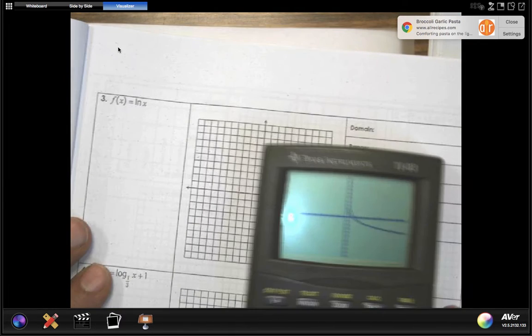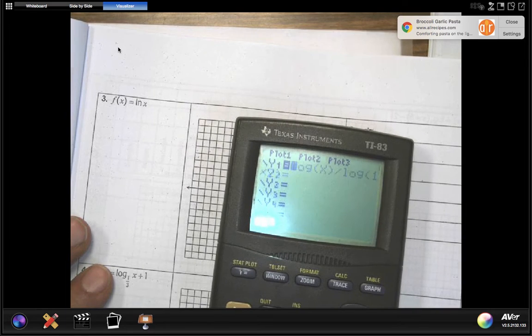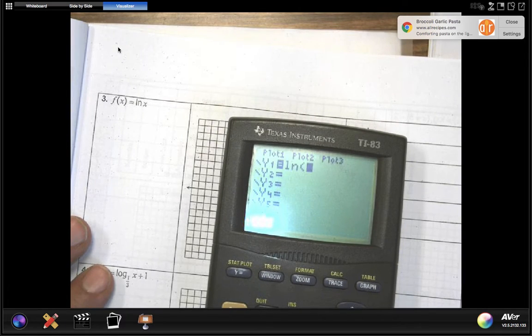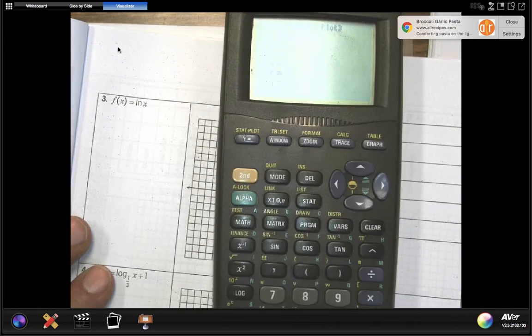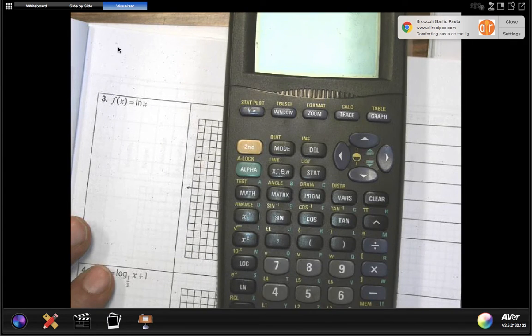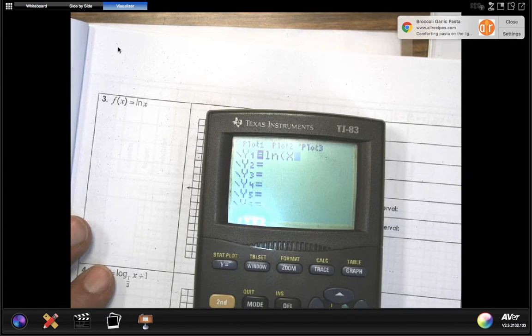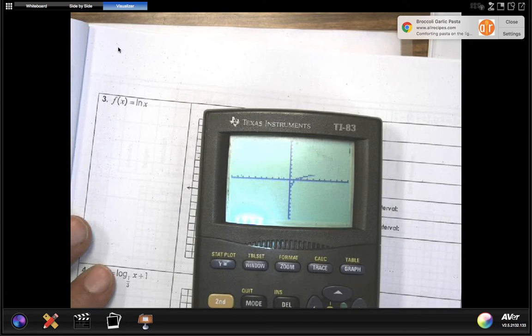Okay, let's go to some more trickier ones and some natural logs. So let's look at natural log of x. Go to y equals and just type in natural log, which is right below your log sign, and then type in x, close your parentheses, and hit graph.